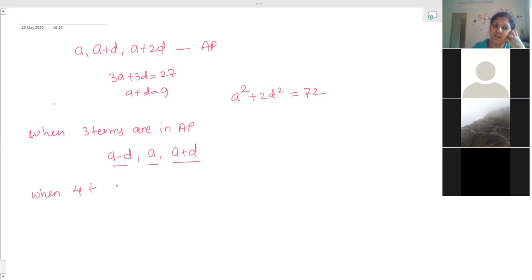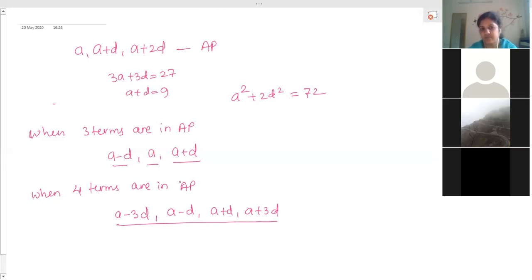And when four terms are in AP, at that time we have to consider symmetric values. So we have to consider A minus 3D, A minus D, A plus D, and A plus 3D. The difference of every term is the same, that is 2D actually, but the difference is the same. And they are symmetric. So when you add, minus D and plus D get cancelled, plus 3D and minus 3D get cancelled. So these are our considerations to make equations easier.